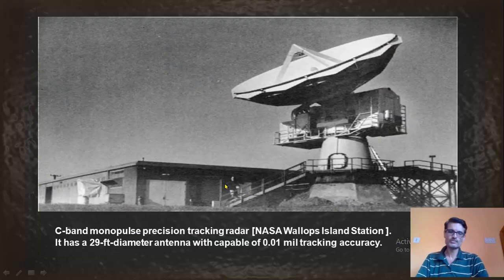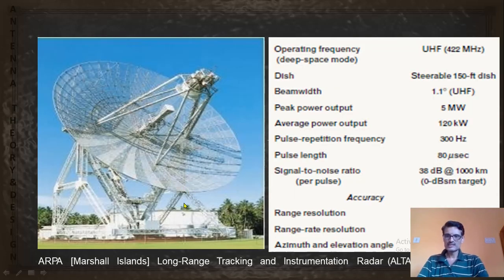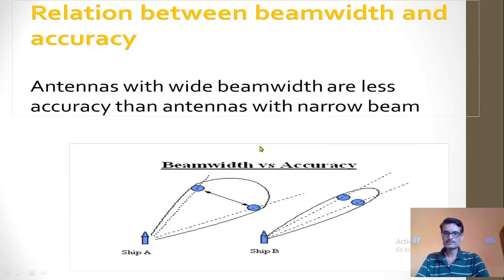One more example, which I picked up from the textbook by Skolnik, is another type of radar with these features, with a tracking accuracy of 0.01 millimeter. This is another one, ARPA type of radar, a long range tracking and instrumentation radar. It's called ALPAIR. These are the features of this type of radar.